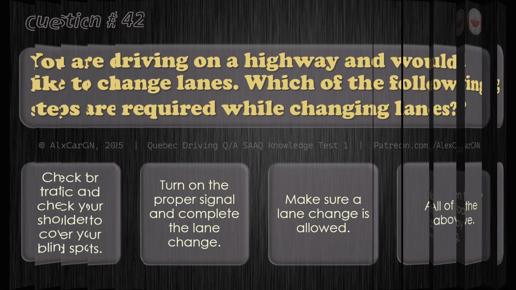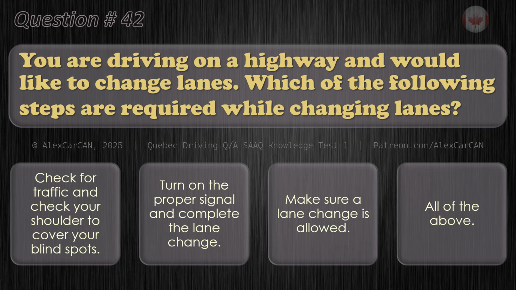Question number 42. You are driving on a highway and would like to change lanes. Which of the following steps are required while changing lanes? Check for traffic and check your shoulder to cover your blind spots. Turn on the proper signal and complete the lane change. Make sure a lane change is allowed. All of the above. The correct answer is all of the above.